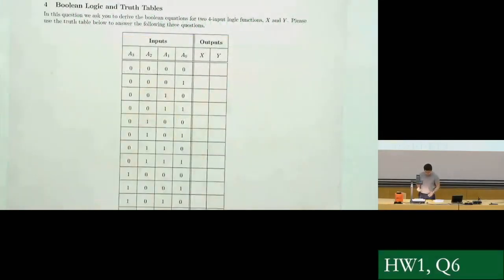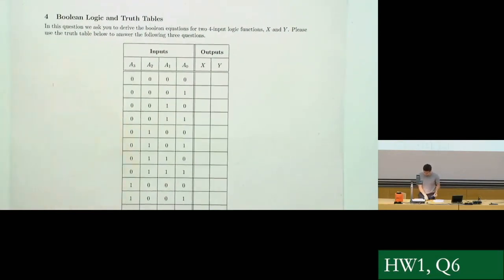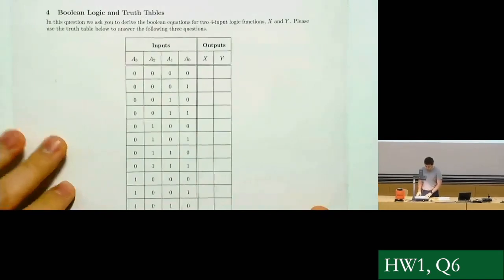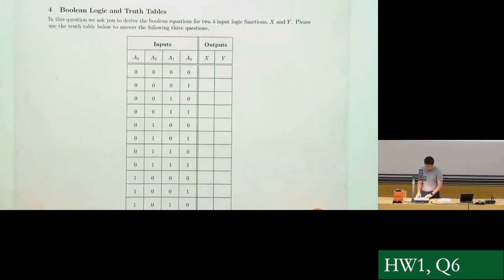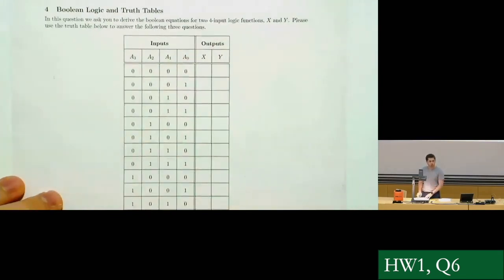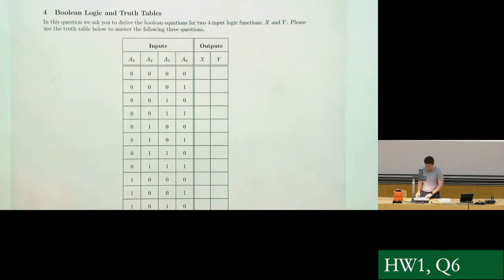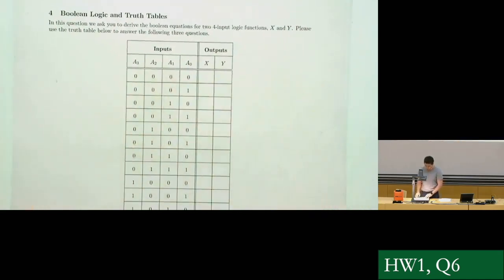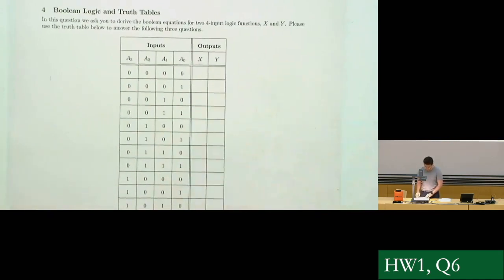So the question is about Boolean logic and also truth tables, as it also writes here. In this question, we have 4 inputs and also 2 functions which are directly related to these 4 inputs. We are basically asked to fill this table and also write the Boolean formula for X and Y here. So these are our inputs, A3 to A0, and these are our functions that we're going to fill the truth table with.